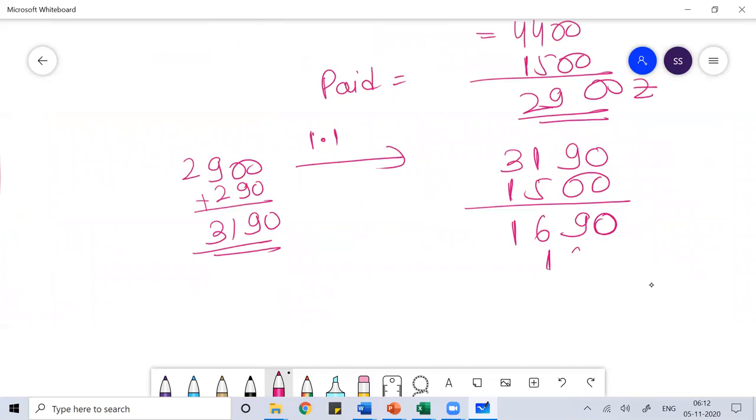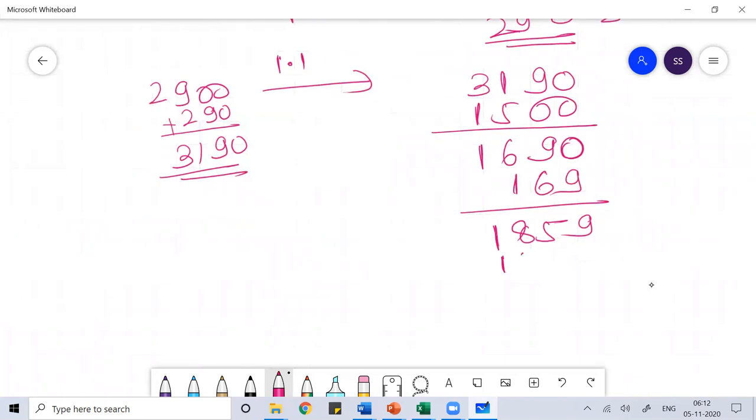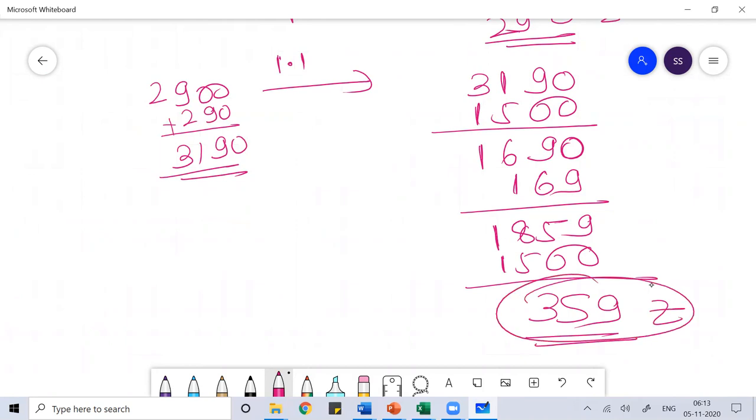Again on that, 10% interest will be charged, so the loan becomes 1,859. On that you paid 1,500 rupees. So according to me, the answer should be 359 rupees. This much should be left after 3 years, because you have to understand this calculation.